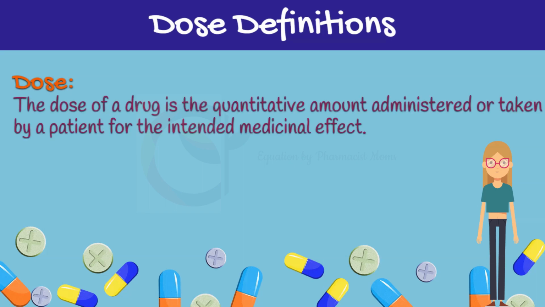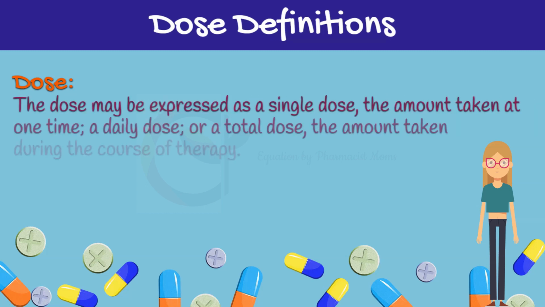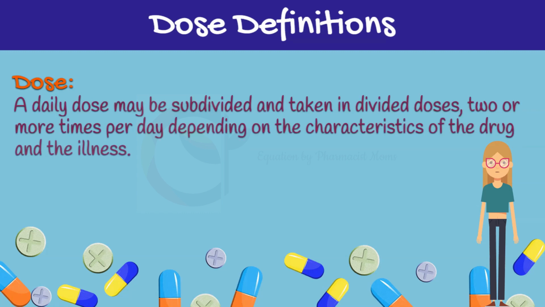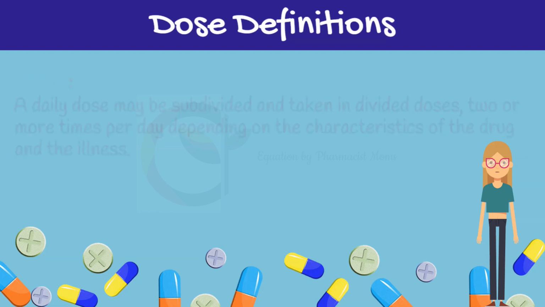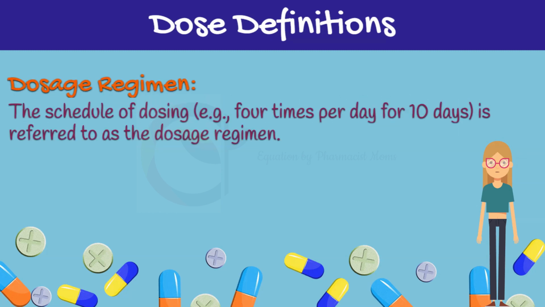The dose of a drug is the quantitative amount administered or taken by a patient for the intended medicinal effect. The dose may be expressed as a single dose, the amount taken at one time, a daily dose, or a total dose, the amount taken during the course of therapy. A daily dose may be subdivided and taken in divided doses two or more times per day, depending on the characteristics of the drug and the illness. The schedule of dosing, for example, four times per day for 10 days, is referred to as the dosage regimen.